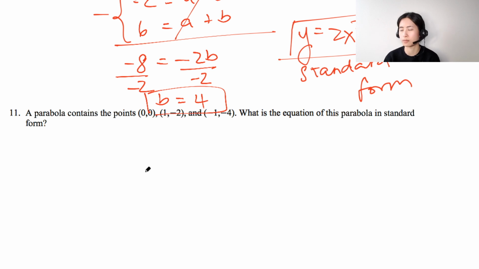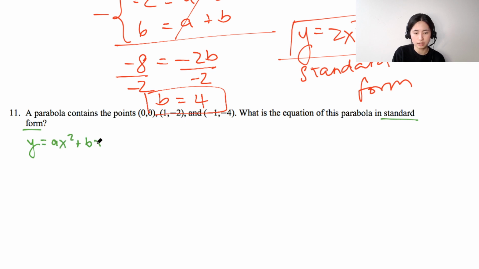So today we'll do some factoring as well. So here we have a parabola which contains (0, 0), (1, -2), and (-1, -4), and what is the equation of this parabola in standard form? Okay, so anytime you have a series of points, and remember, anytime you have a parabola in standard form, this is supposed to be y = ax^2 + bx + c, right?